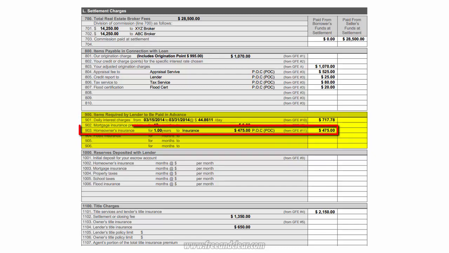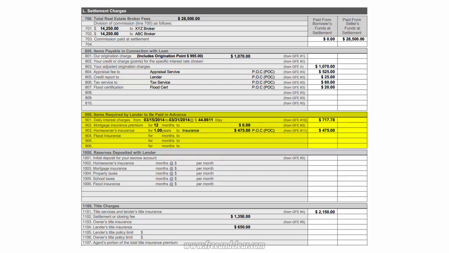Next, we have the cost for homeowners insurance, which is also known as hazard insurance, which is insurance against significant property damage, such as from a fire. Borrowers are required to purchase homeowners insurance when they get a mortgage. The borrower can choose the insurance company and policy as long as the policy meets the lender's requirements. In this case, we're buying a 1-year insurance policy for $475.